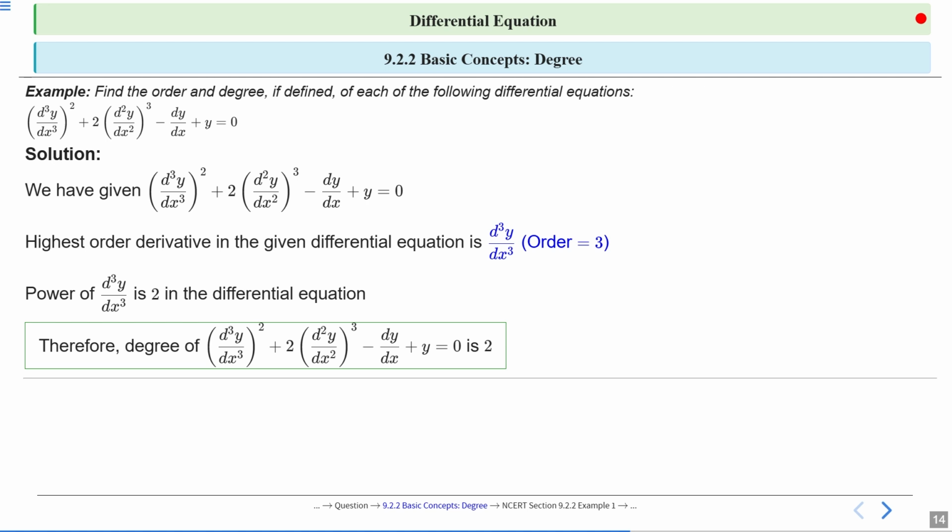Okay, there is a confusion that sometimes we can think that 3 is the degree of this differential equation, as 3 is the highest power present in this equation. But that is wrong. We have to see the highest order derivative present in that equation, and the power of that highest order derivative is the degree of the differential equation. Okay, so here that is 2.